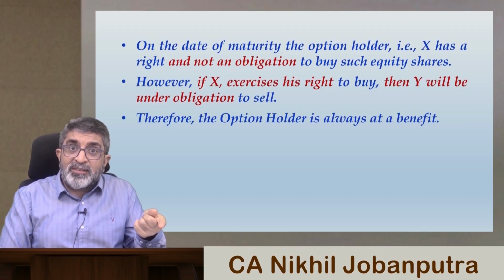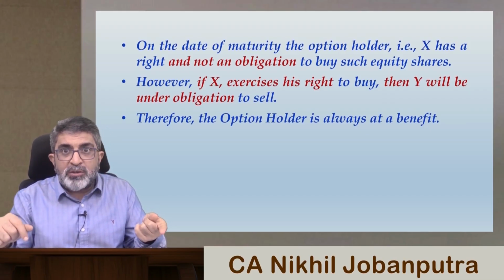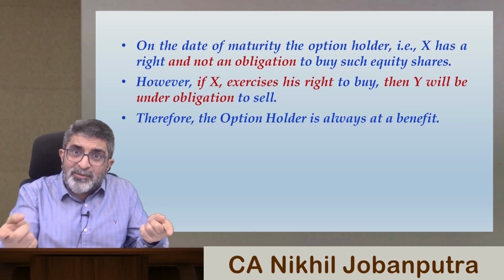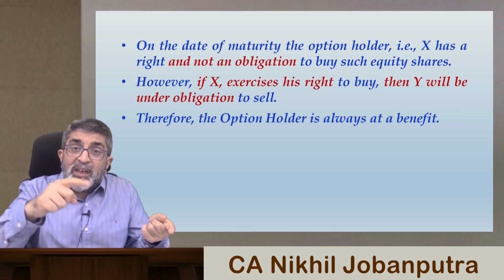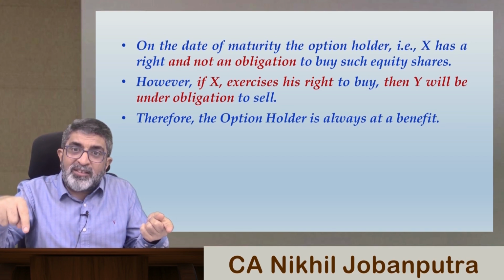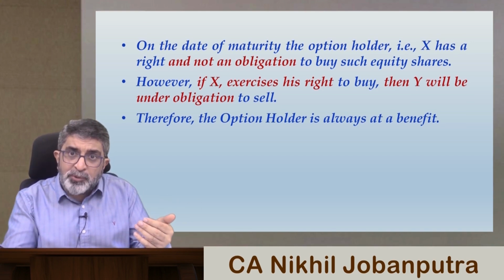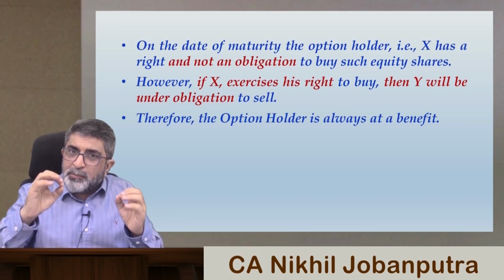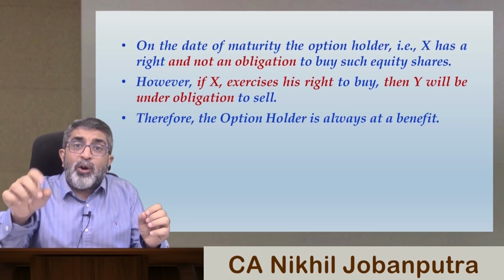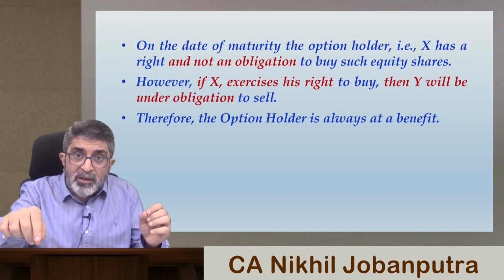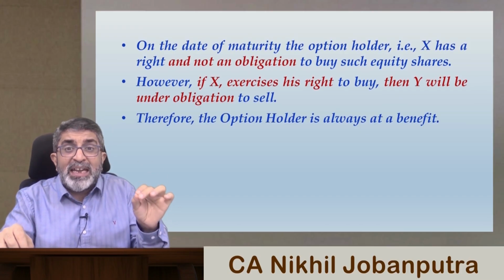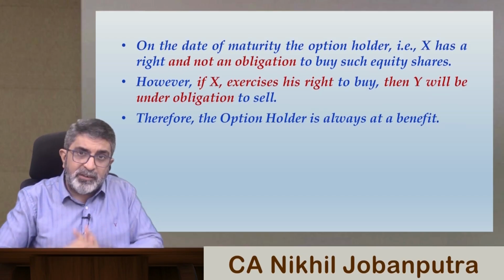So if the option is exercised or not, this money what X is paying to Y is expense for X and income for Y. Once that option premium is paid, it permanently becomes the expense of the option holder and it permanently becomes the income for the option writer.